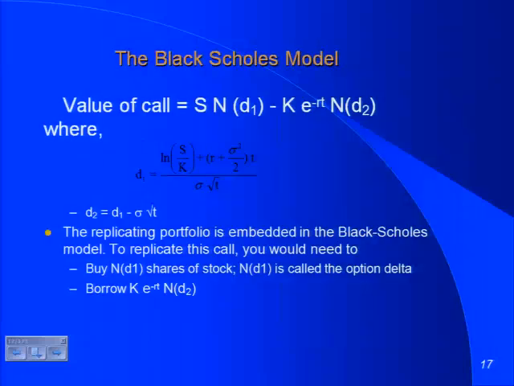So you've got N of D1 and N of D2, both numbers coming off the distribution. S is the stock price today, K is the strike price. What's e to the minus RT?